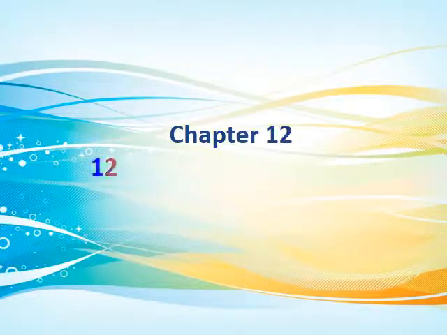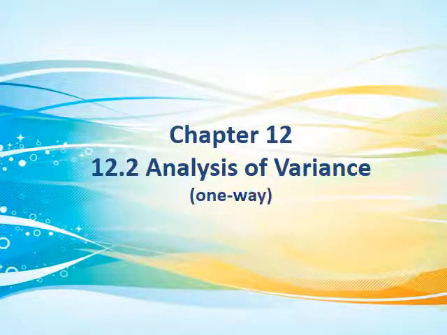In section 12.2, we're going to look at what we call the analysis of variance, and specifically one-way analysis of variance. What we're doing is comparing several means from samples. In previous sections we've looked at comparing one mean or two means. Now we're looking at comparing multiple or many means.